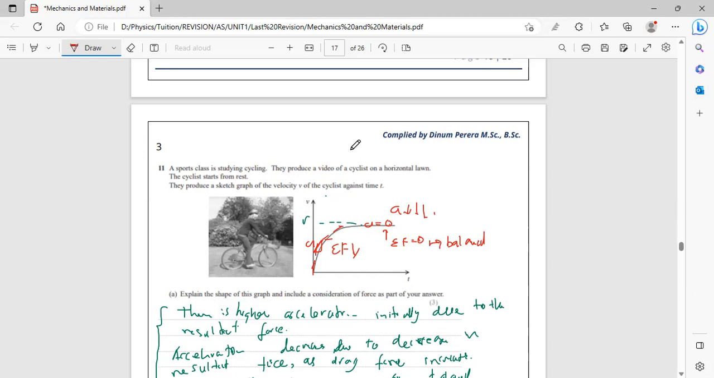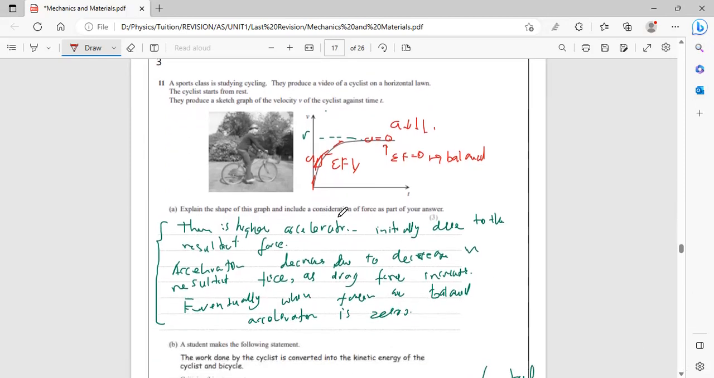A sports class is studying cycling. They produce a video of a cyclist on a horizontal lawn. The cyclist starts from rest. They produce a sketch graph of velocity v of the cyclist against time. Explain the shape of the graph and include consideration of force as part of your answer.